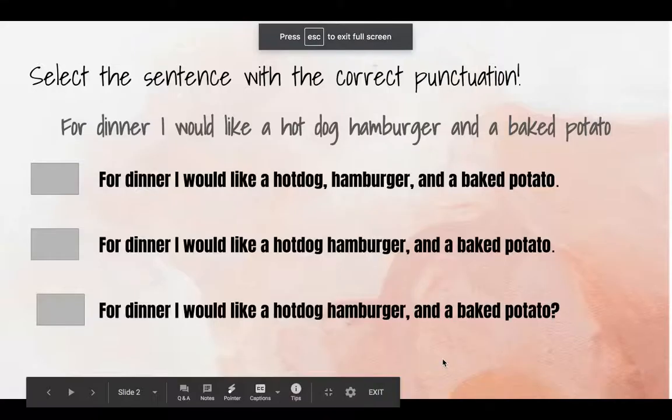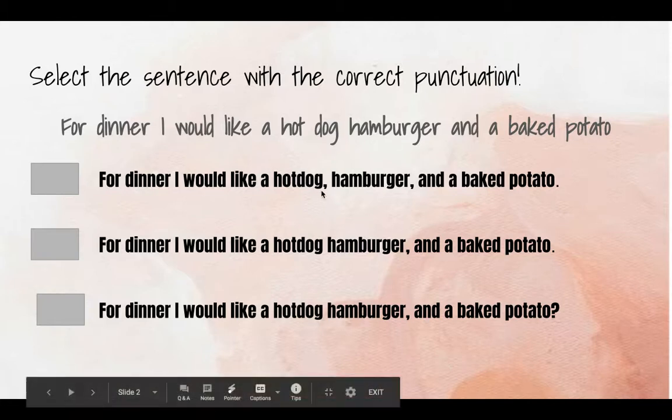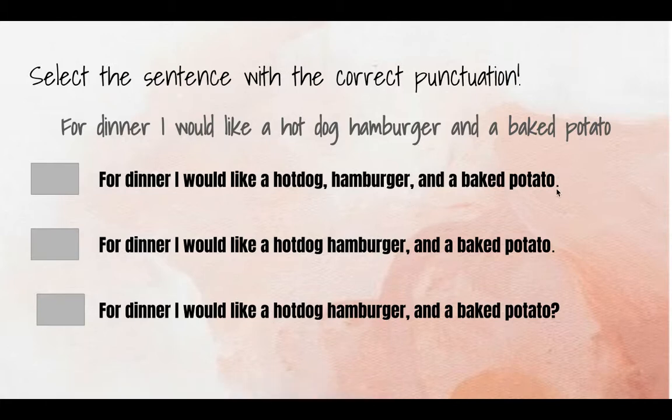They would read the question. For dinner, I would like a hot dog, hamburger, and a baked potato. And then you would see that they would have to add two commas, I'm sorry, and then a period at the end for the end of the sentence. So this one is the correct answer. I'm going to show you that last. I'm going to show you what it does if you select the incorrect answer, and then how to go back and then select the correct answer.